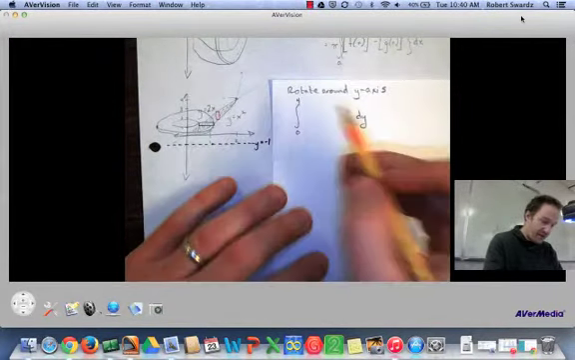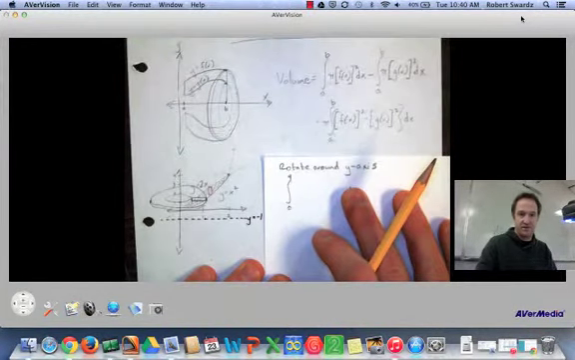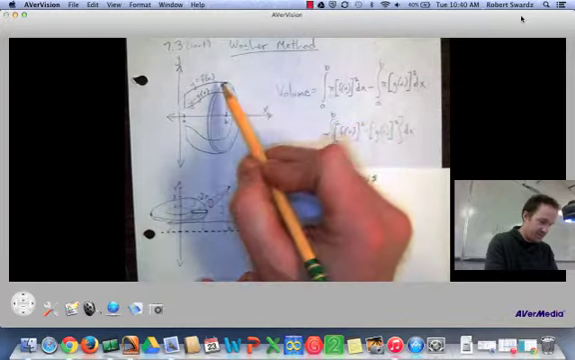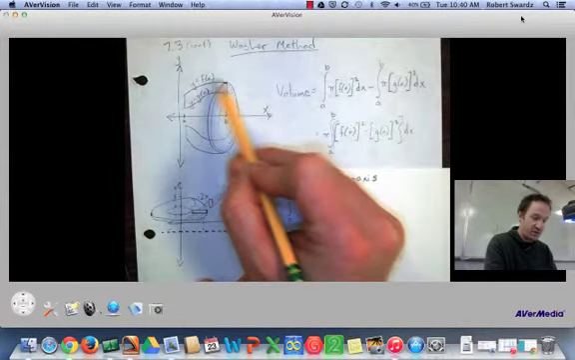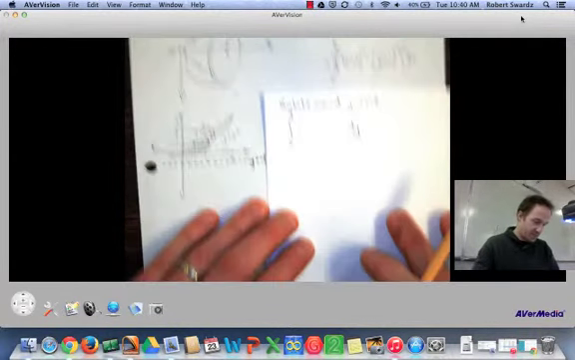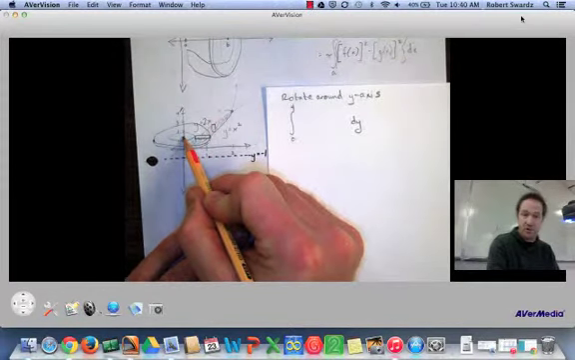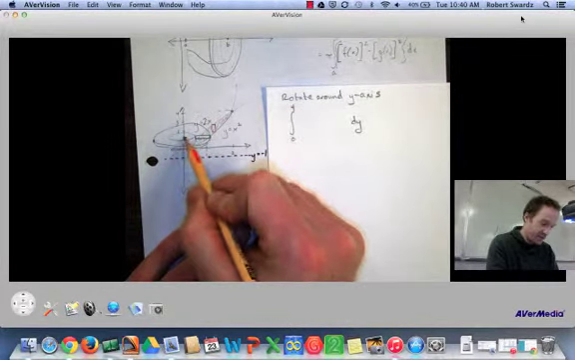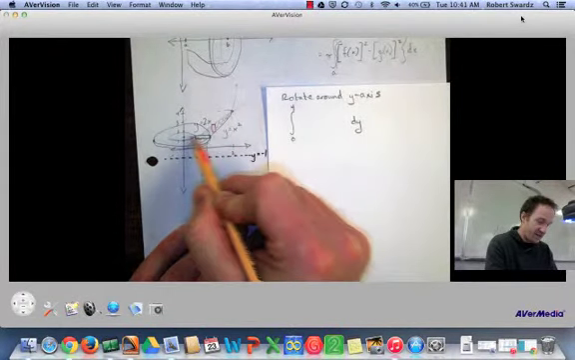Now, it's the outer radius squared minus the inner radius squared. And I didn't stress that up here, but here it was the top one squared minus the bottom one squared. But really, it's the outer one squared minus the inner one squared. Now, our outer radius is the distance from here, where we're rotating, or the axis we're rotating it around, out to this outer function. Now, that is an x coordinate on this parabola.